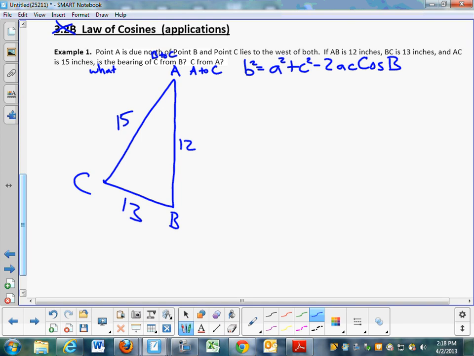Do you know B squared? 225 equals, what's A squared? 169. What's C squared? 144 minus 2 times 15 times 13 times cosine of B. I have to solve for B. Looks like I should get out a calculator.